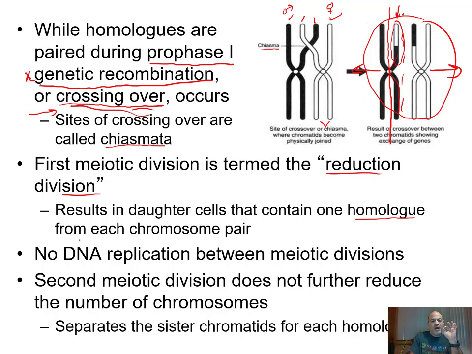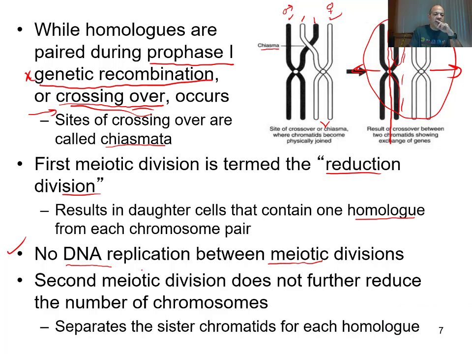Now, for meiosis, the DNA replication occurred in both, mitosis and meiosis, at the very beginning. And meiosis goes through two divisions, but after meiosis 1 occurs, we're not going to replicate DNA again. So that's what this means: no DNA replication between meiotic divisions. The second meiotic division does not further reduce the number of chromosomes. All you're going to do is separate sister chromatids.